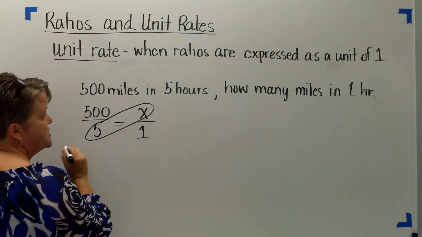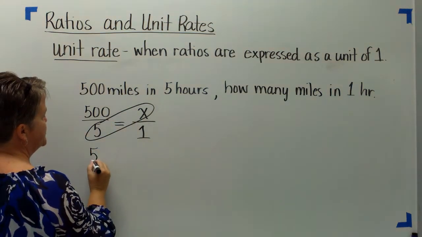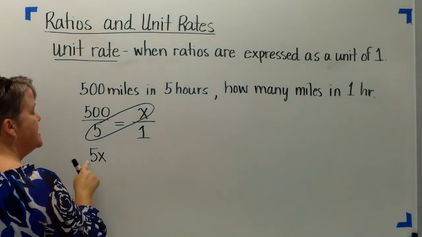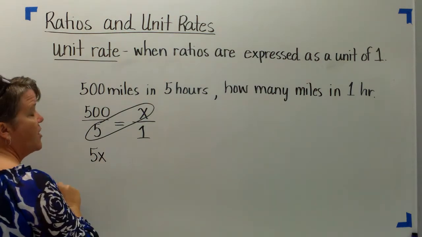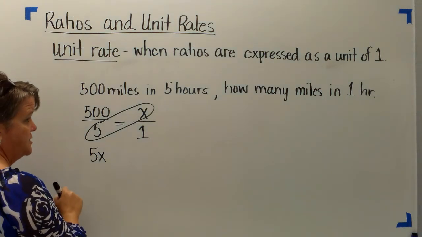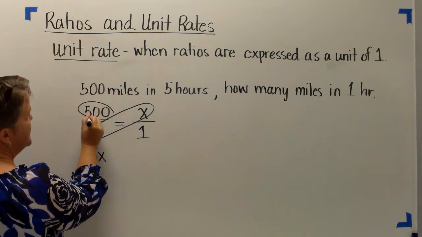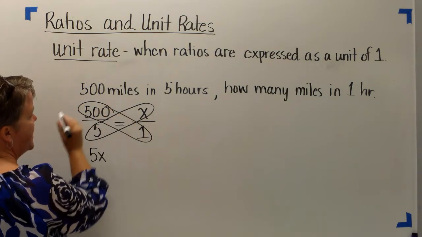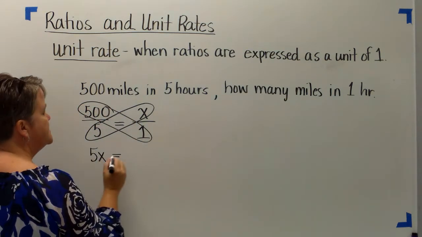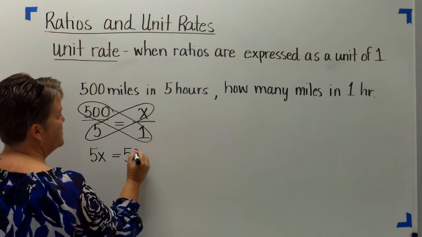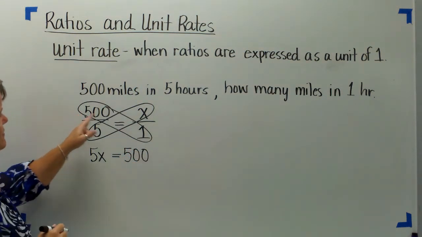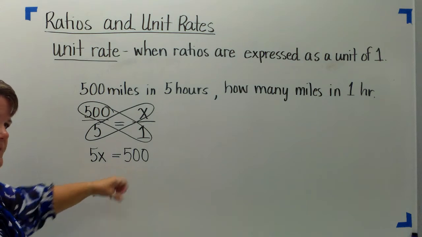Cross multiplying. So you have 5 times x, which gives you 5x. Anytime a number and a letter are written together, it means you're multiplying. And then we cross multiply the other way, which is 500 times 1. So 5x is going to equal 500, because 500 times 1 is 500.